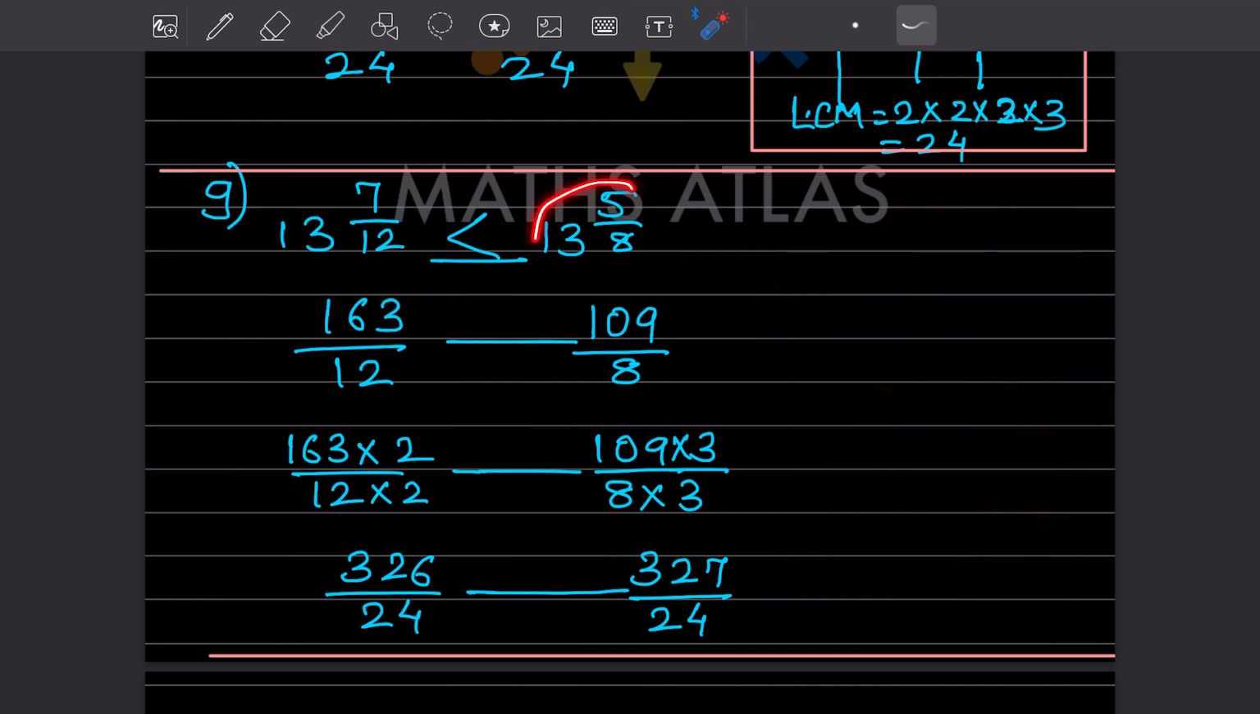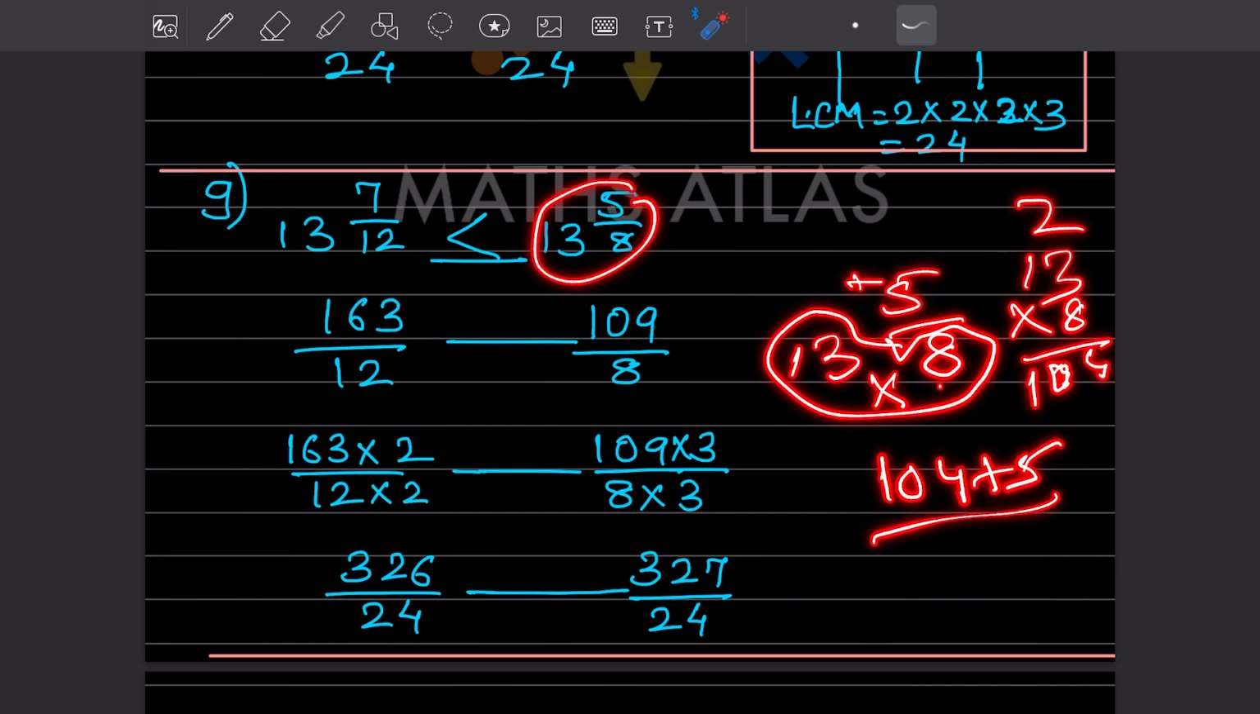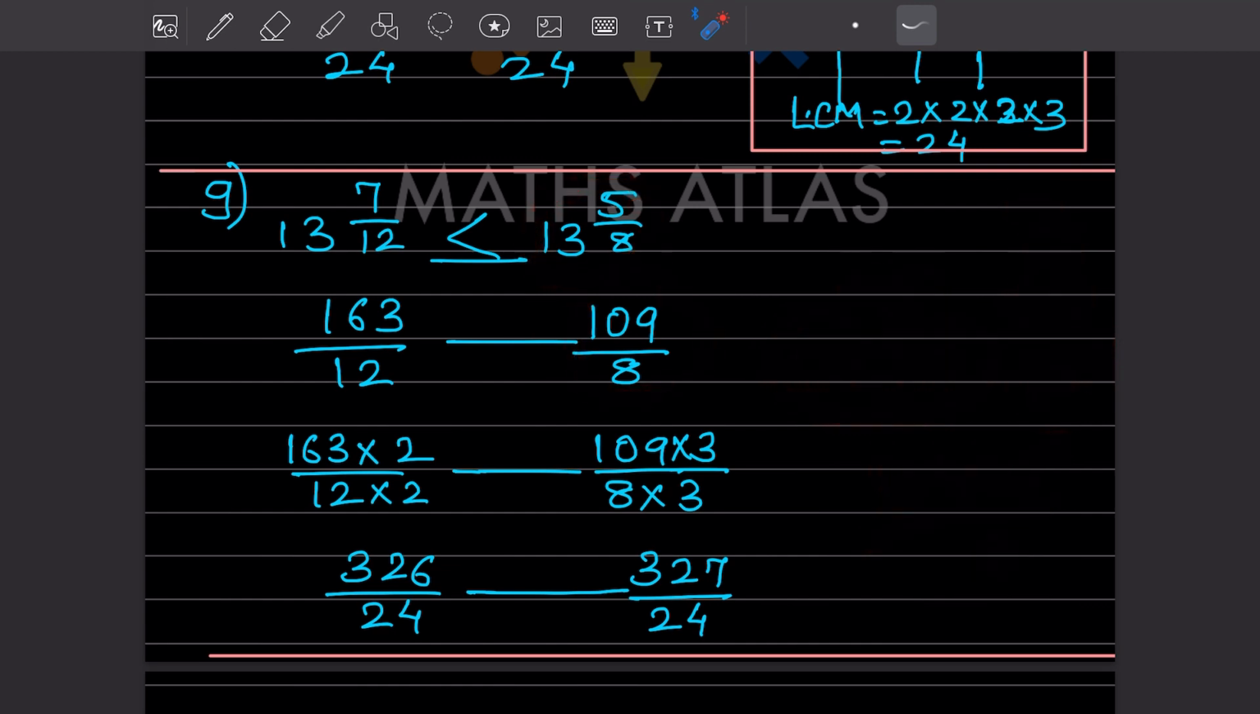Now the same for here, 13 integer 5 by 8. If you don't know the table of 13, you can do it like this: 8 3s are 24, and 104. But try to learn the tables. So now this is 104 plus 5 divided by the denominator, which is 8. So 109 divided by 8. And then what are you going to do? You can do it either by cross multiplication, or just find the LCM over here and solve it. Okay.